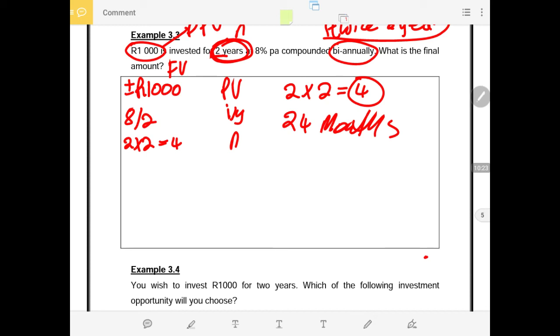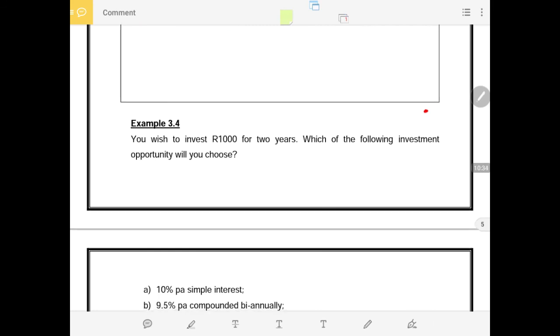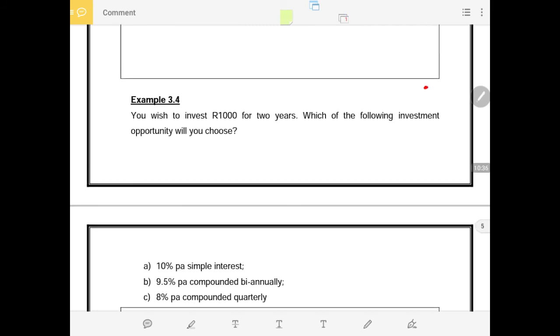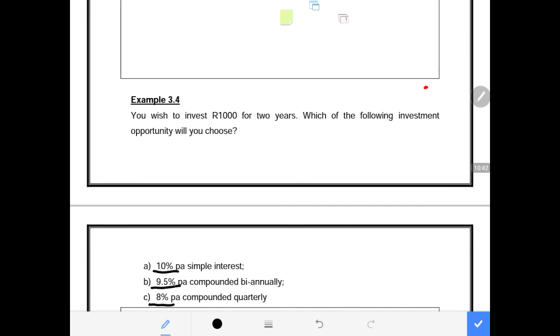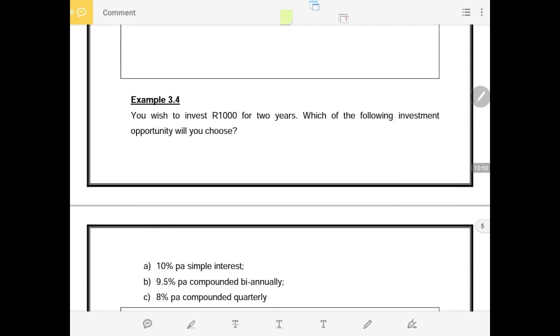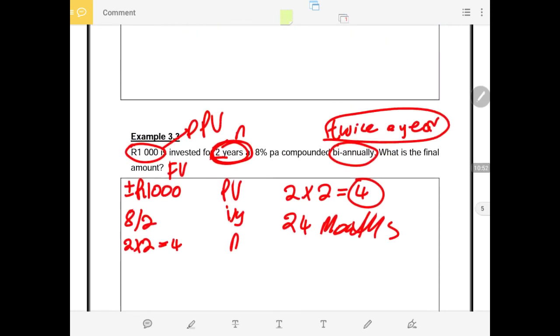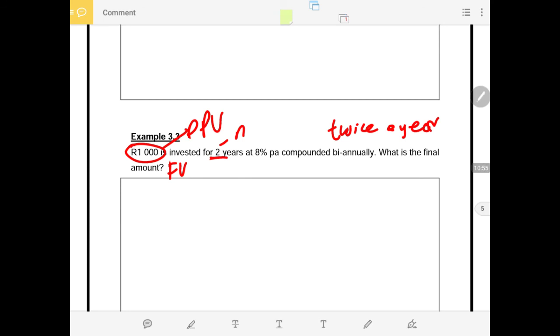Then we go to the next one, which is 3.4, in the next recording. What I like about it is the fact that we are comparing different interest earnings, where we have 10%, 9.5%, and 8%. I will be comparing the returns on these investments, and we take a decision in terms of which investment will give us the better return. So we await the next recording. You can prepare for it and revise it before you watch the next recording.